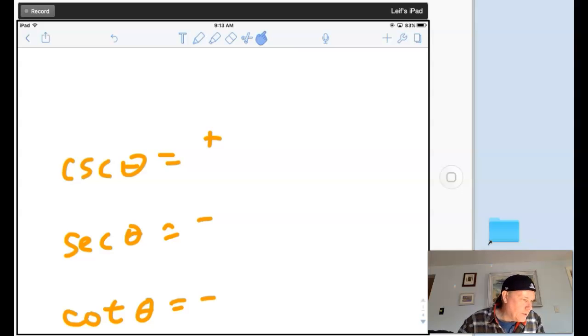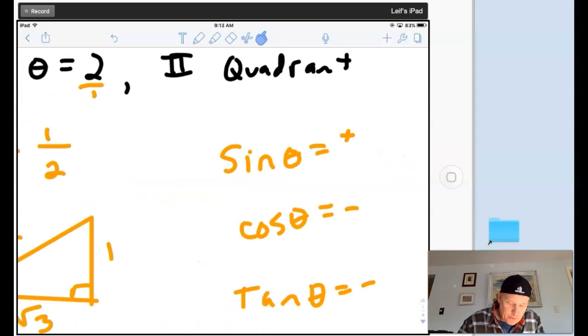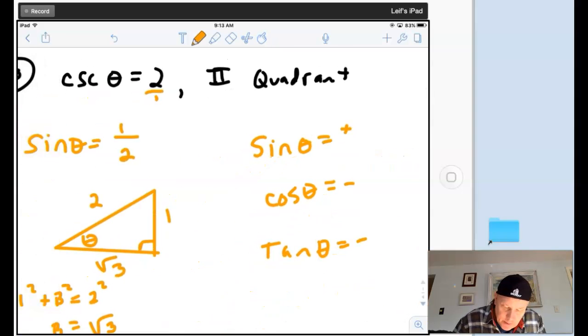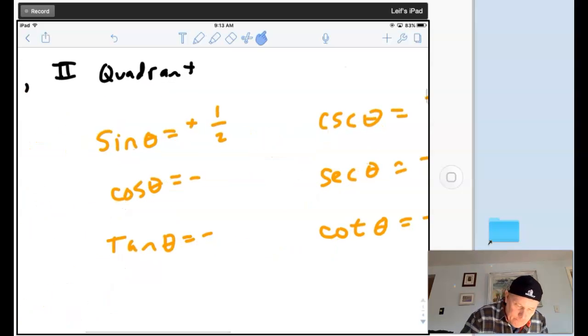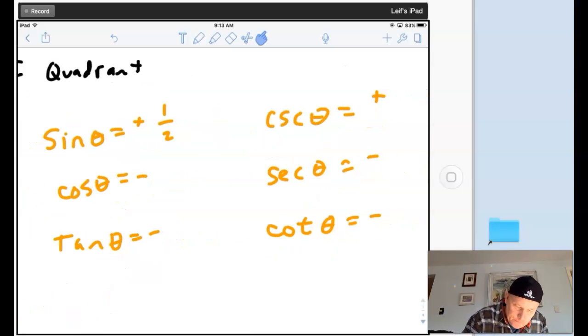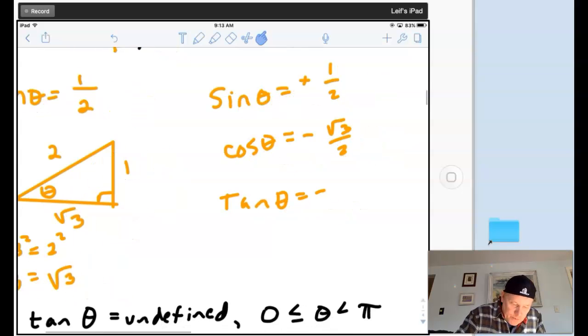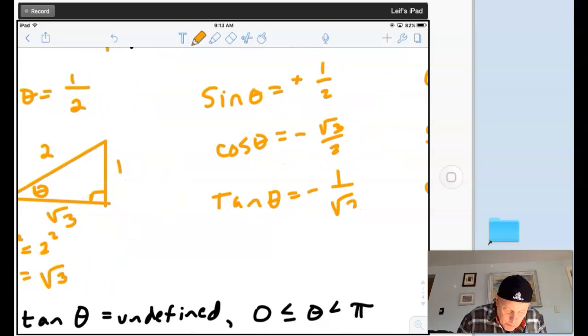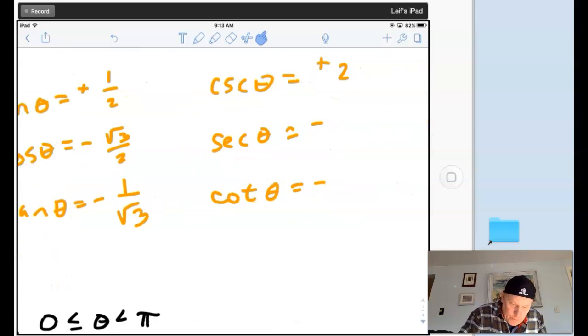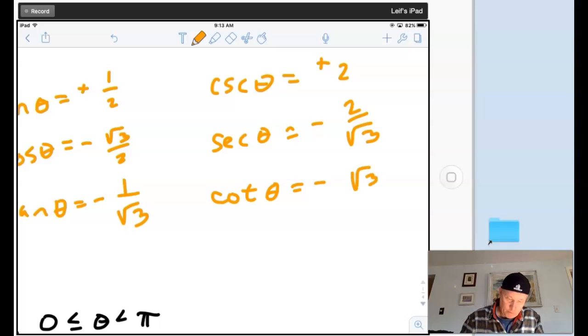Okay. So now I'm just going to finish solving it. Now I need my ratios, right? So sine, I've already got sine and I've already got, excuse me, cosecant. Cosine is adjacent over hypotenuse. Adjacent is the square root of 3. Hypotenuse is the 2. Tangent is opposite over adjacent, which is 1 over the square root of 3. And remember, these will be just flipped upside down. So this is 2 over the square root of 3. This one's the square root of 3 over 1, or just the square root of 3.